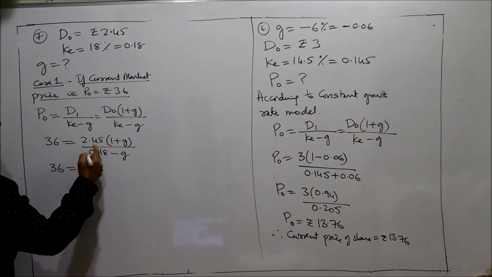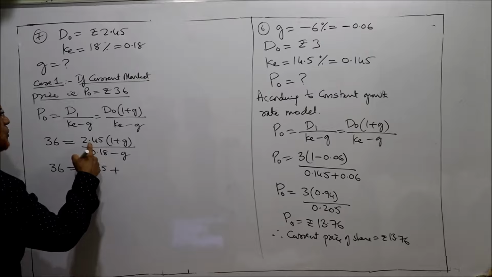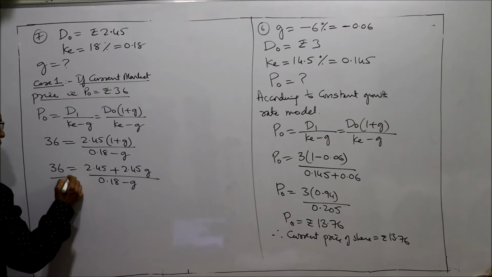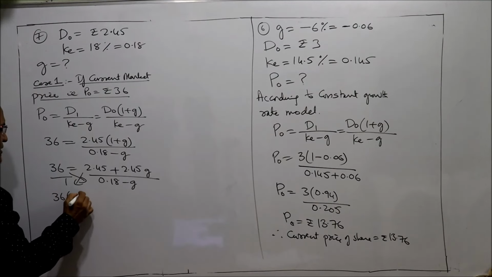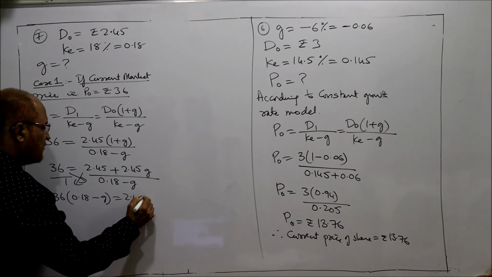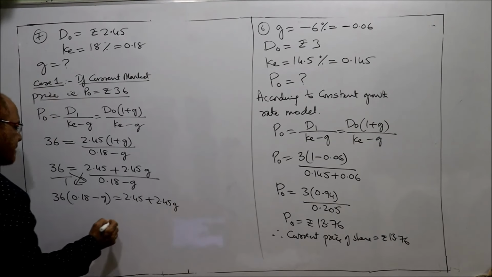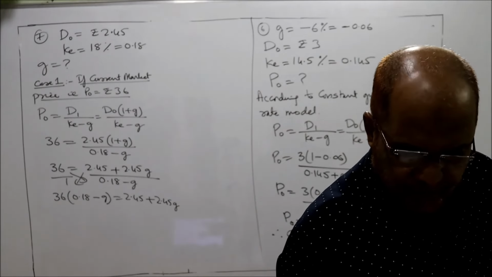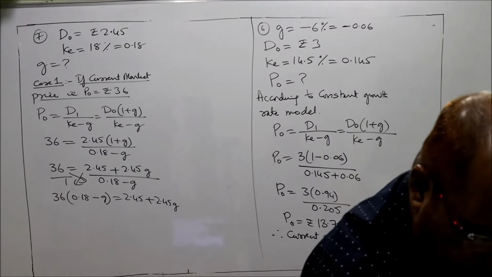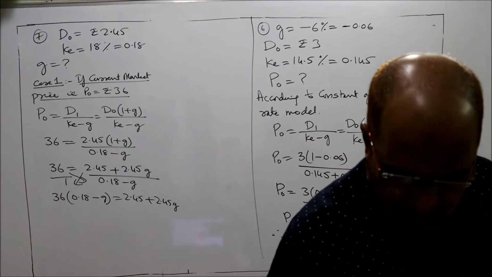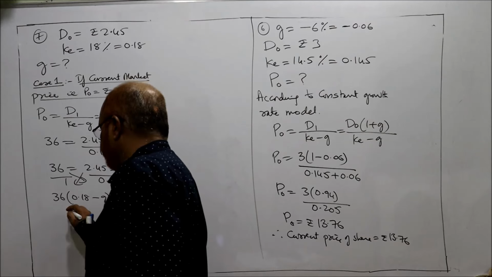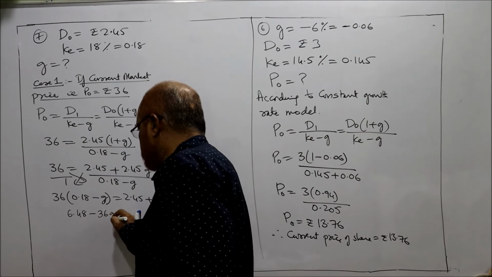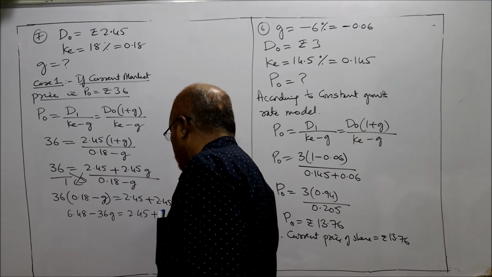36 is equal to 2.45 into 1 is 2.45 plus 2.45 into G is 2.45G divided by 0.18 minus G. Cross multiplication: 36 into 0.18 minus G is equal to 2.45 plus 2.45G. So 36 into 0.18 is 6.48, minus 36G, is equal to 2.45 plus 2.45G.